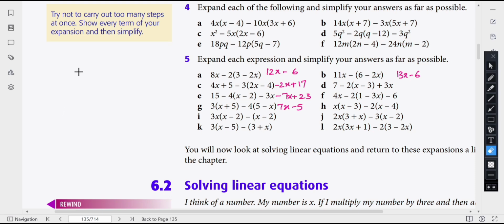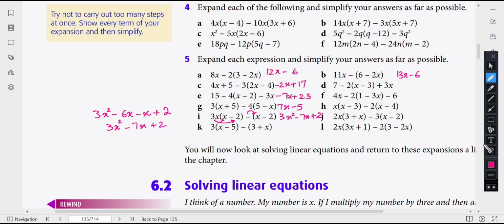Now for the I part, you can see 3x multiplied by x will become 3x square. 3x multiplied by -2 will become -6x. Minus x multiplied by x will be -x, and then it's going to be plus 2. 3x squared minus 7x plus 2 will be the final answer for this part.